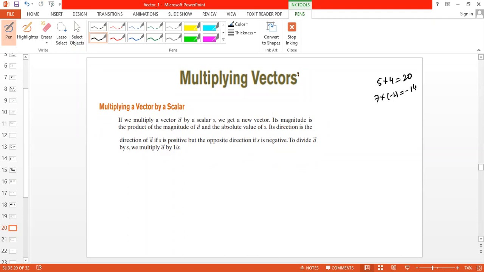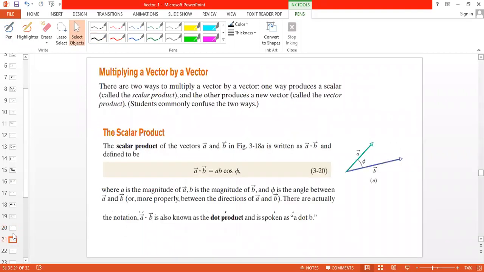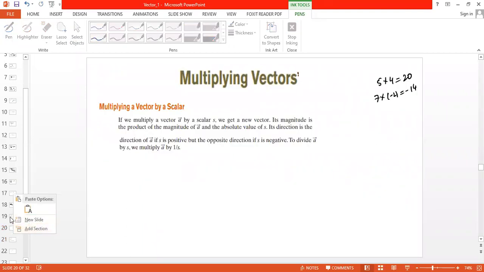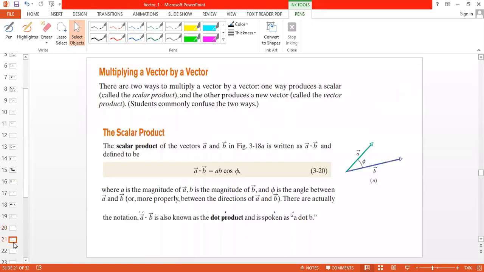Very easy, straightforward. But when you multiply two vectors, you have to follow some rules. What are the rules here? There are two kinds of vector products. I put some written document here; these are the reading material. You can read this at home. I'm not going to discuss this in detail here. You have to study this at home. I'm going to do some math.